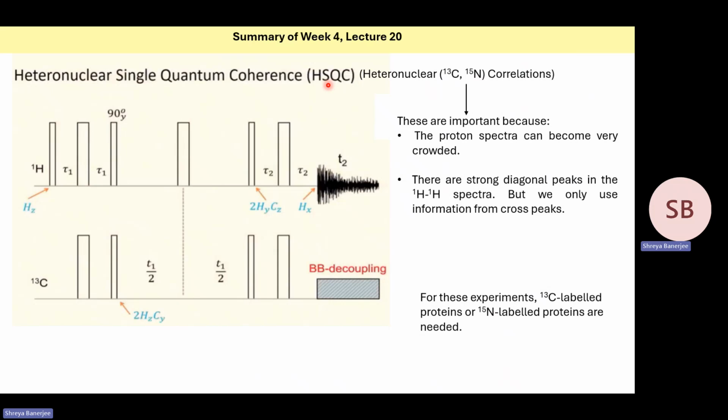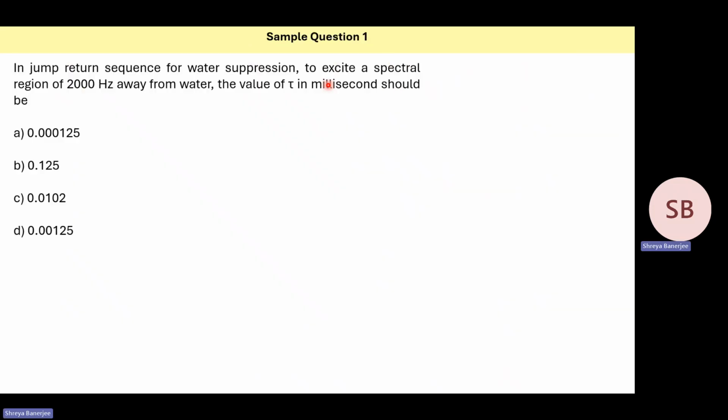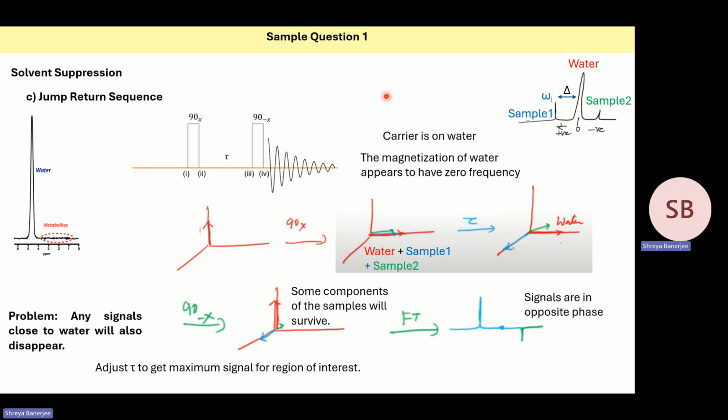I'll quickly go through some sample questions. So first question is asking, in jump return sequence for water suppression, to excite a spectral region of 2000 Hz away from water, what is the value of tau in millisecond? So we saw this in the previous class. I'll come to it. So basically in jump return sequence, what we were doing, the magnetization was along Z. We were applying a 90-degree pulse to bring the magnetization of all the spins along Y.